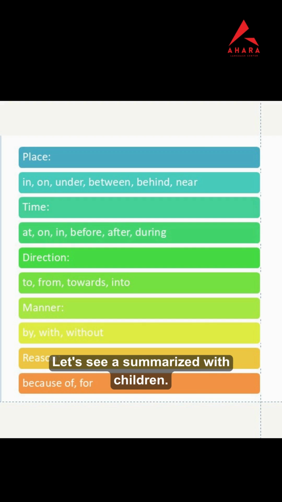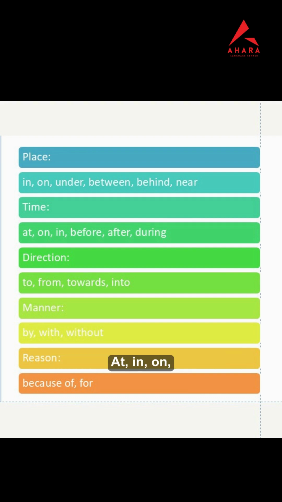Let's see a summarized view, children. The list of common prepositions. Place. If we are talking about a place, we can use the following prepositions: in, on, under, behind, beside, near, between, among, over, above, below, beneath, inside, outside. Then when it comes to time, we can use the following prepositions: at, in, on, before, after, during, until, since. Then if we take direction, these can be used: to, from, towards, into, out of, and through.